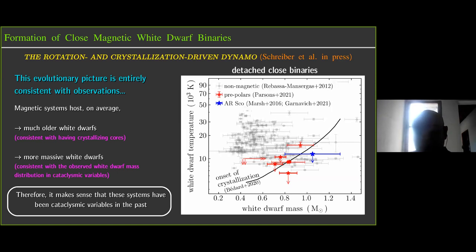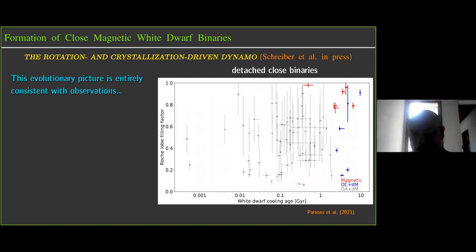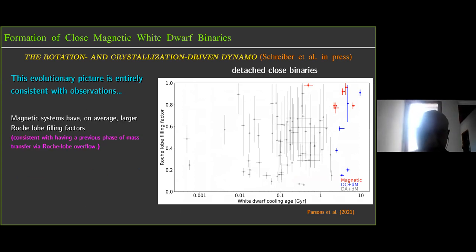There is an additional sort of evidence, or at least of agreement, when we compare the Roche-lobe filling factor. Here we have the age of the white dwarf against the Roche-lobe filling factor. And we can see that the magnetic systems have on average larger Roche-lobe filling factors. This is consistent with them having a previous CV phase, a previous phase of mass transfer.